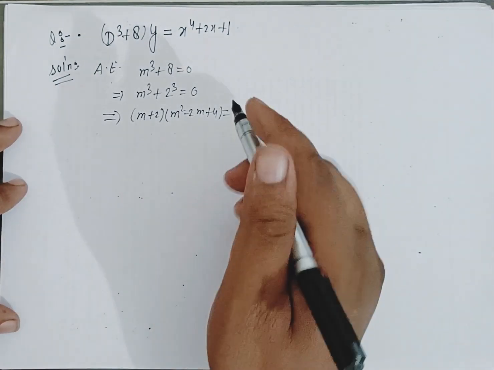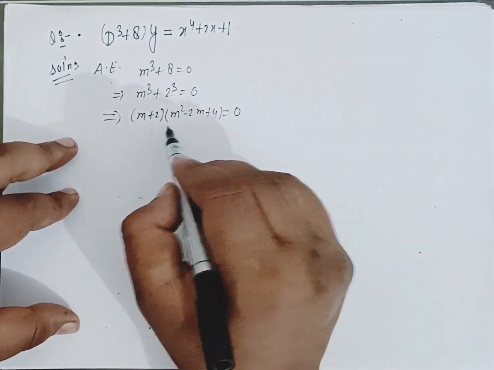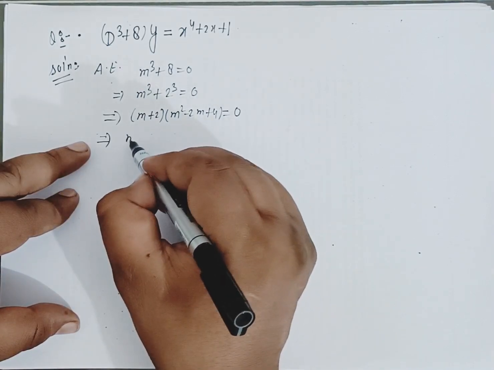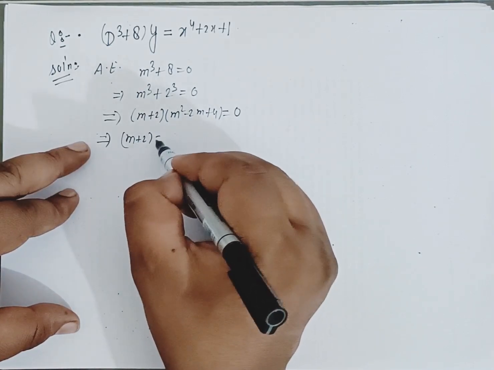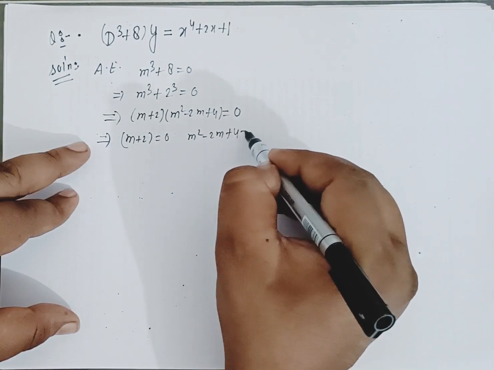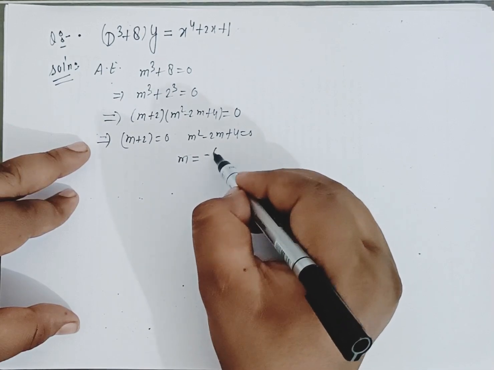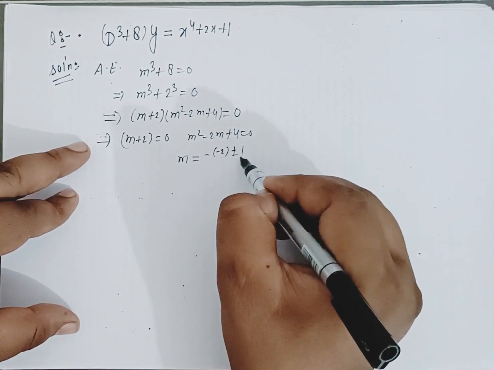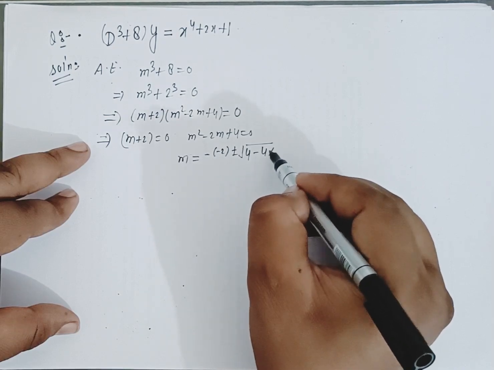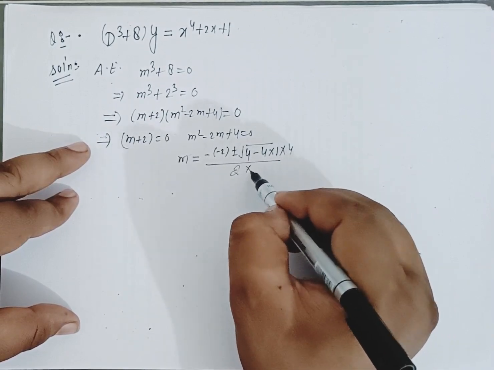So now, what about the rest of the roots? So we have m plus 2 equals 0 and m square minus 2m plus 4 equals 0. We can apply here Sridharacharya's formula: minus b plus minus square root of b square, that is minus 2 square, minus 4 times a, where the value of a is 1 and the value of c is 4, divided by 2 into 1.